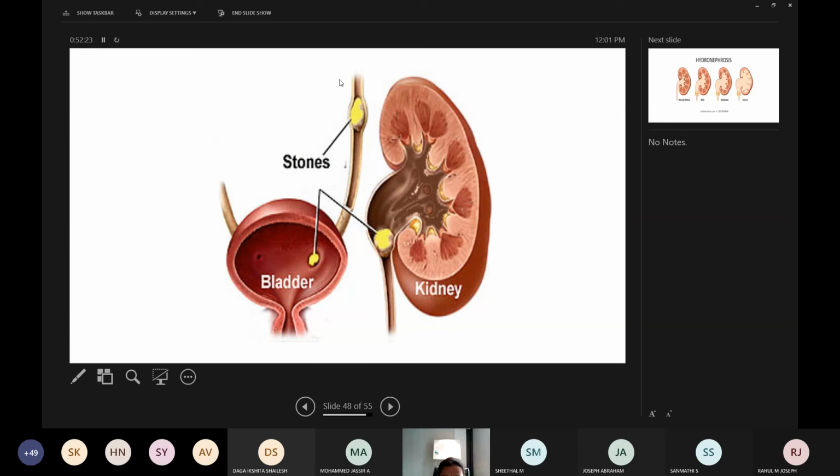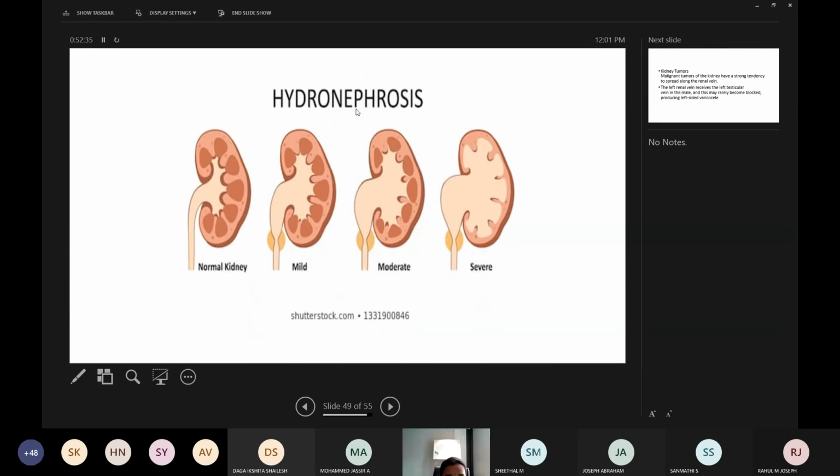The removal of the stones is done either by blasting the stones and later the small pieces are taken out. Hydronephrosis. Suppose that stone passes downwards and it is large enough to obstruct this canal. At that time the pelvis is dilated and even the cup-shaped major and minor calyces are also enlarged. They become club-shaped.